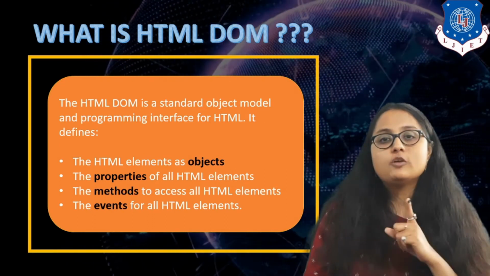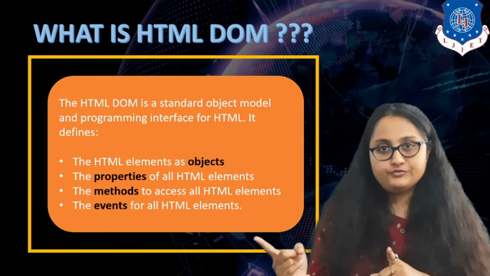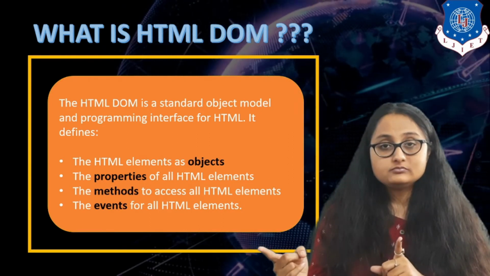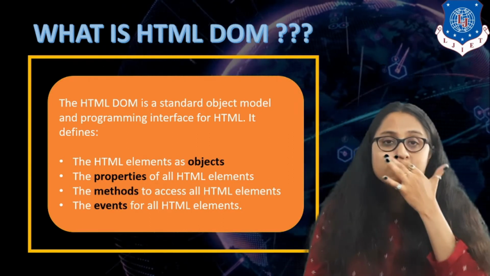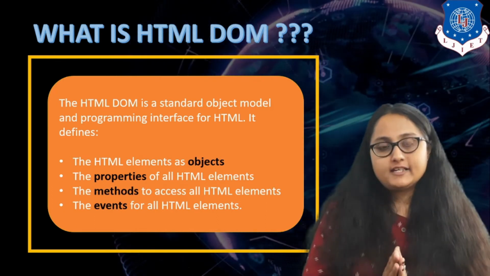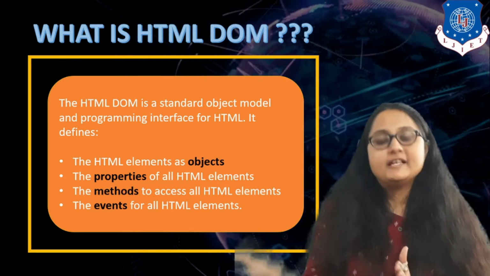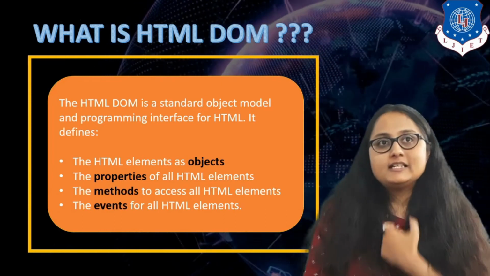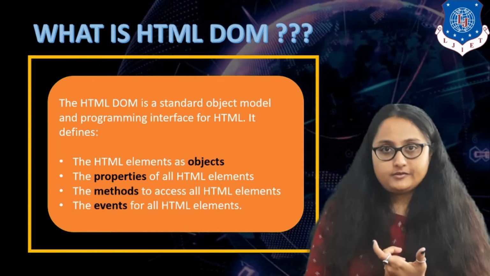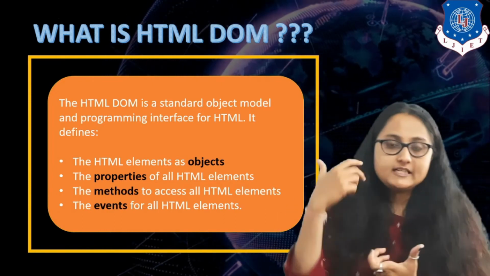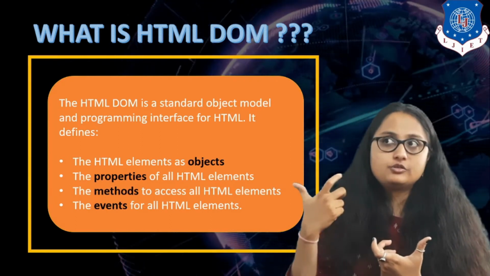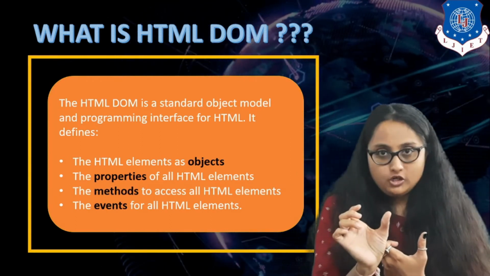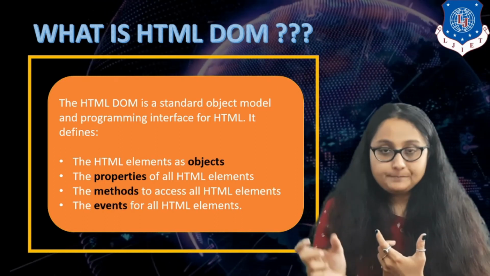So using DOM you can change the properties of the HTML elements. Because we know that an object has properties and methods, I am saying that a text box is an object for JavaScript because it is accessing that text box via DOM, via document object modeling.